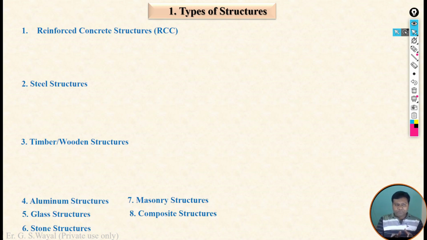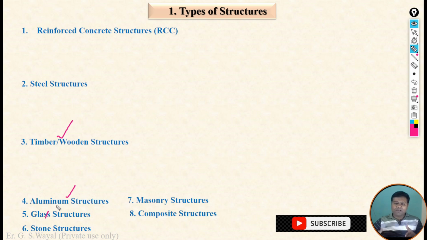Basically the type of structure totally depends on the type of material that we are using for the particular structure. Suppose we are using reinforcement, meaning steel, as well as concrete, that structure is called a reinforced concrete structure. When we are using steel only, that structure is called a steel structure. When we are using timber or wood, that structure is called a timber or wooden structure. Similarly for aluminum and glass. So the types of structures given here are totally based on the type of material that we are using for the particular structure.